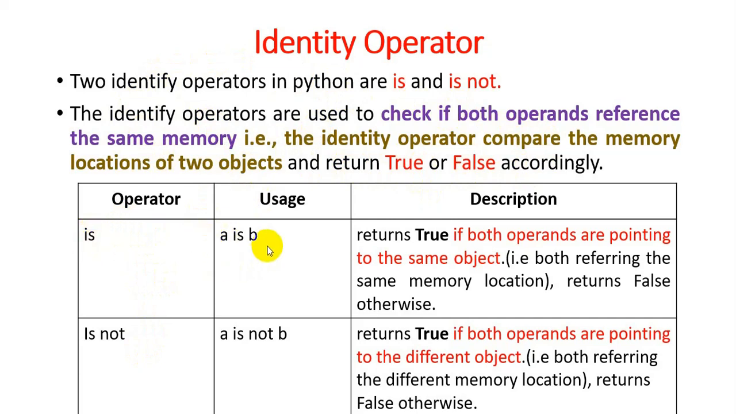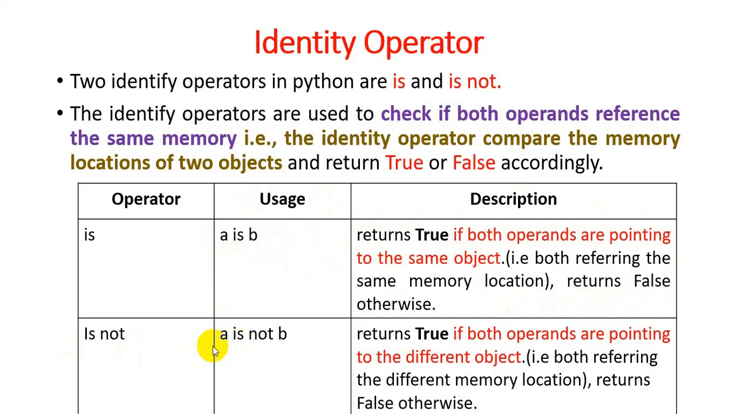A is B returns true if both operands, that means A and B, refer to the same object, that means both are referring to the same memory location. Otherwise it returns false.